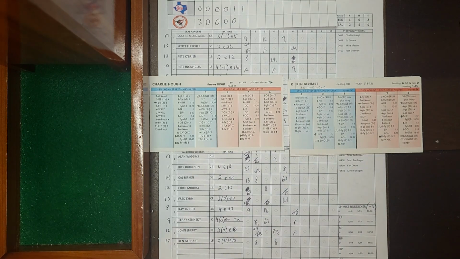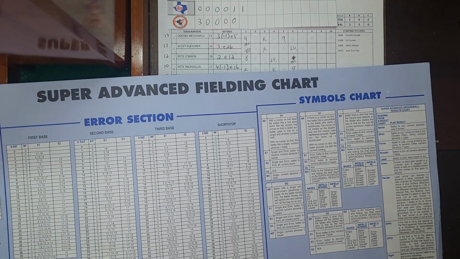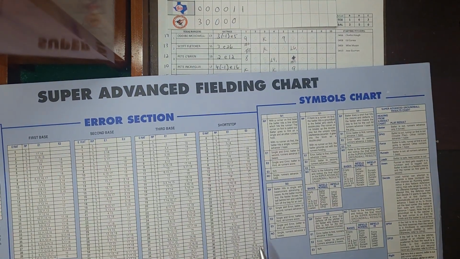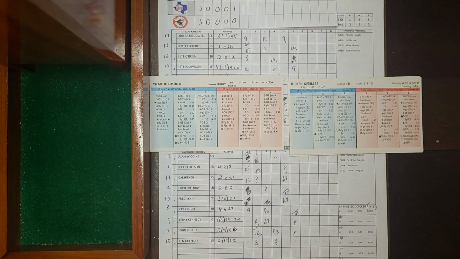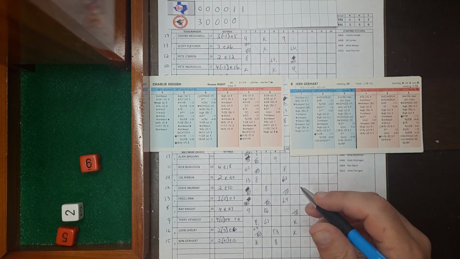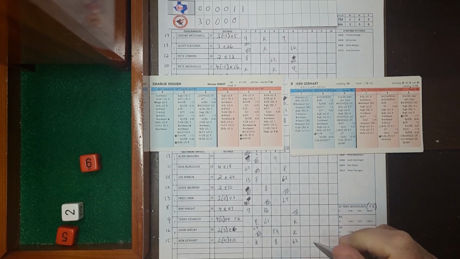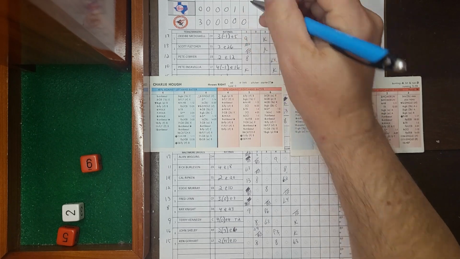His only play will be to first base. And his error rating is a 26, so the only errors are 12, 17, and 18. If he can avoid 12, 17, and 18, he will make a good play. And that's a 13. He just barely avoided it. But the only play was to first, so he had to go the long way to first to get the out.